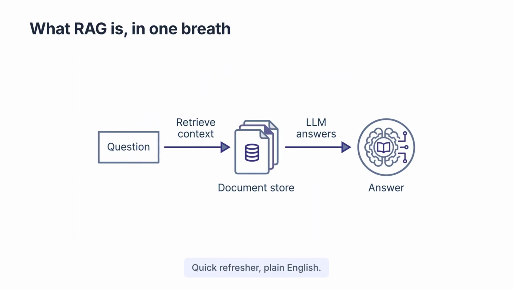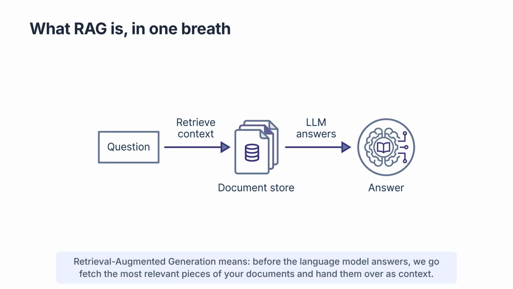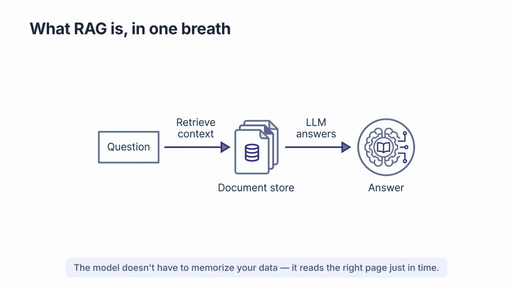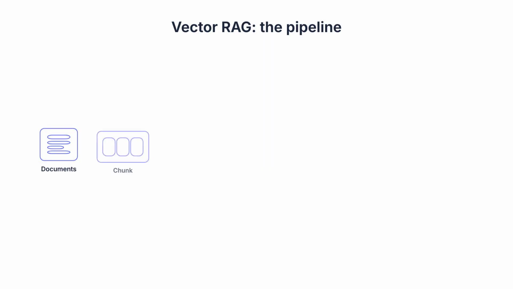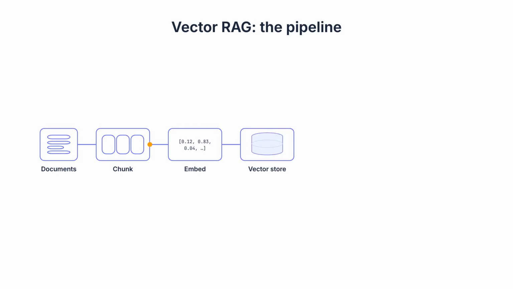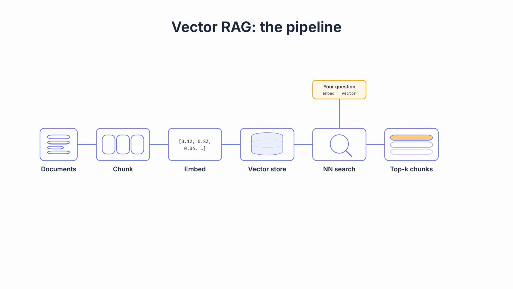Quick refresher, plain English. Retrieval augmented generation means, before the language model answers, we go fetch the most relevant pieces of your documents and hand them over as context. The model doesn't have to memorize your data, it reads the right page just in time. Here's how the classic version actually works, step by step. We chop documents into chunks, turn each chunk into a vector, a long list of numbers that captures its meaning, and store them. At query time, we embed your question the same way and pull back the chunks whose vectors sit closest. Watch it flow.